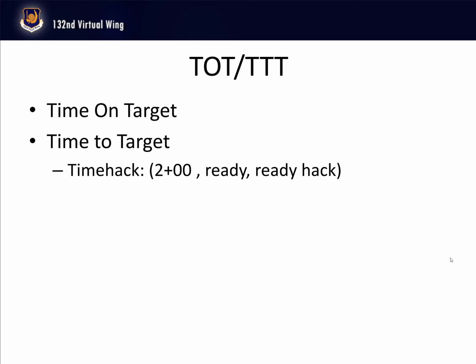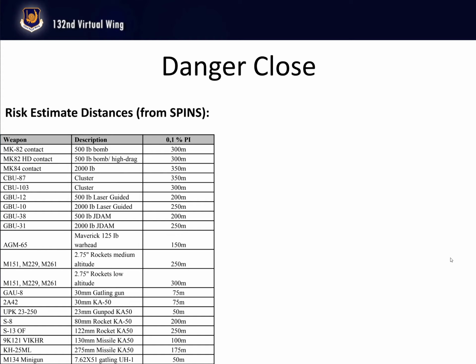Slide 30 is for danger close, the safe distances for the danger close situation for all sorts of ordnance. This table is pretty old, so it may not contain some of the ordnance that the cats and the bugs have. So we might need to refresh it a little bit.